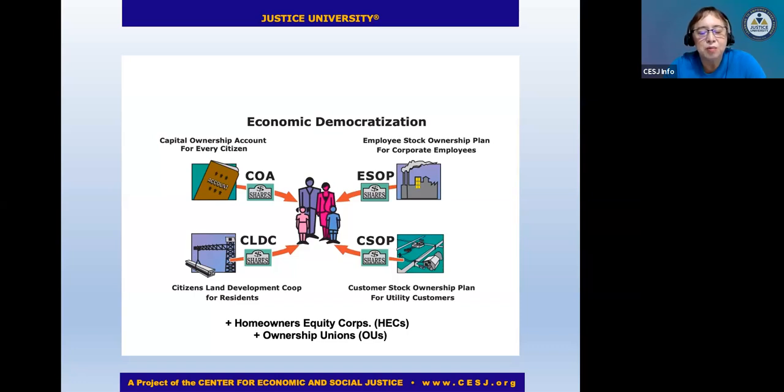Ownership unions are a way that we think labor unions should transform into, because the interest of every person in the economy is going to have to go beyond just labor contributions to their ownership contributions.